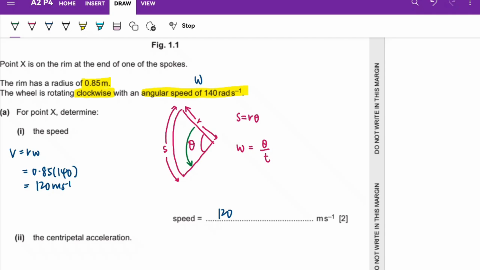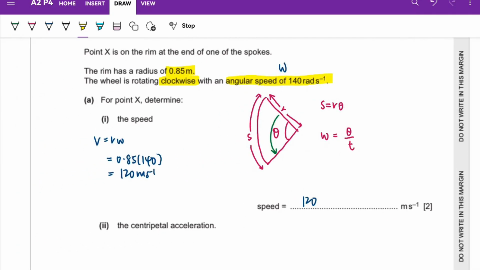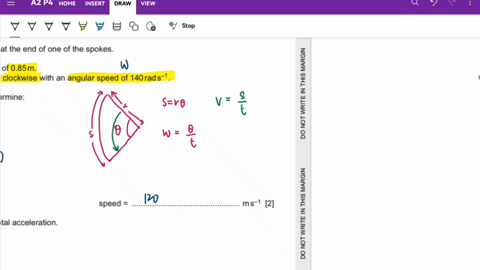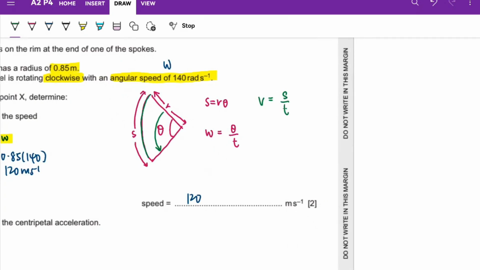Now, where does this formula come from? The formula v equals r omega comes from the relationship between angular velocity and linear speed. We know linear speed has the formula s over t, where s is the distance traveled from here to here over time. Angular speed involves the use of angle because it's angle turned through per unit time. That's why I use the angle here.